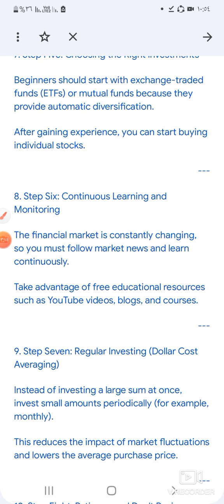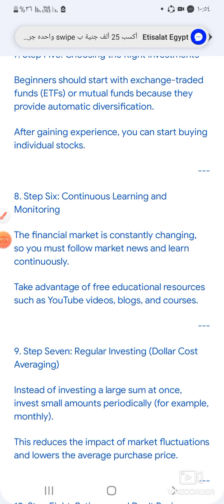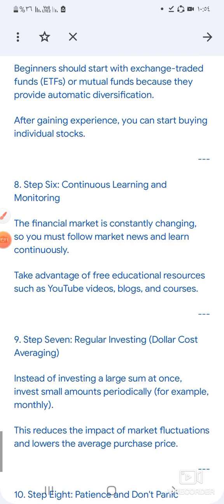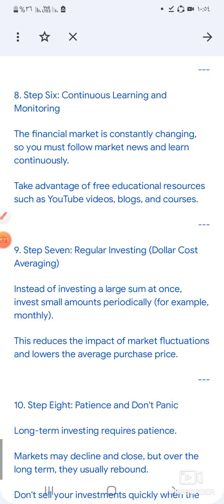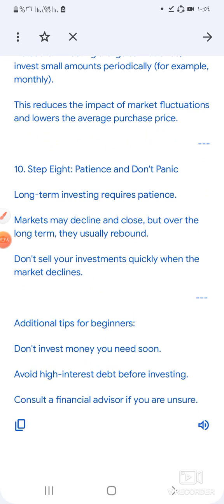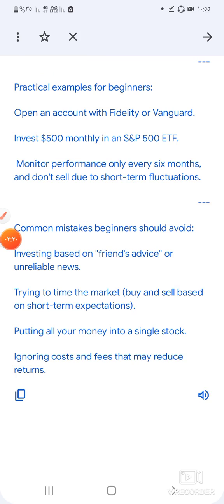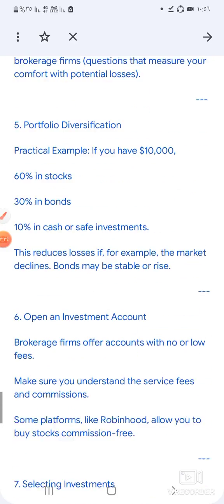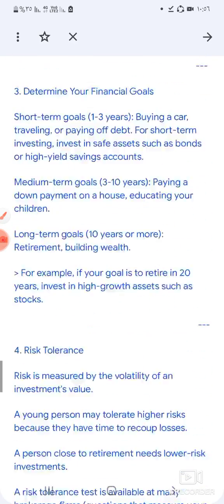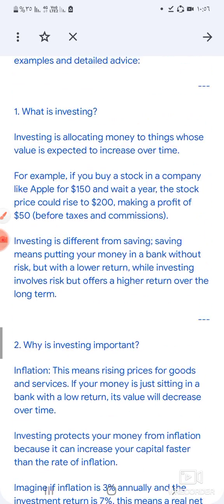Additional tips for beginners. Don't invest money you need soon. Avoid high-interest debt before investing. Consult a financial advisor if you are unsure. We'll go into more detail on each point of how to invest for beginners, with practical examples and detailed advice.